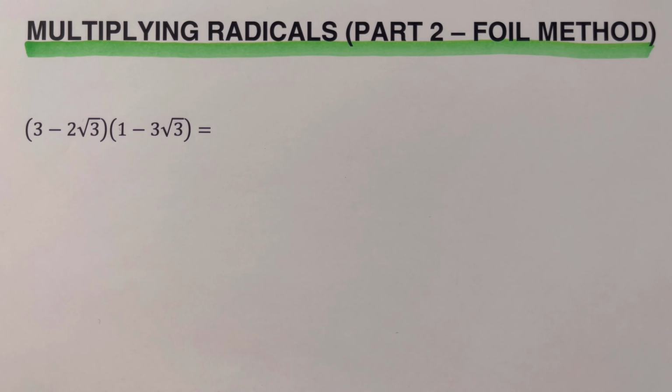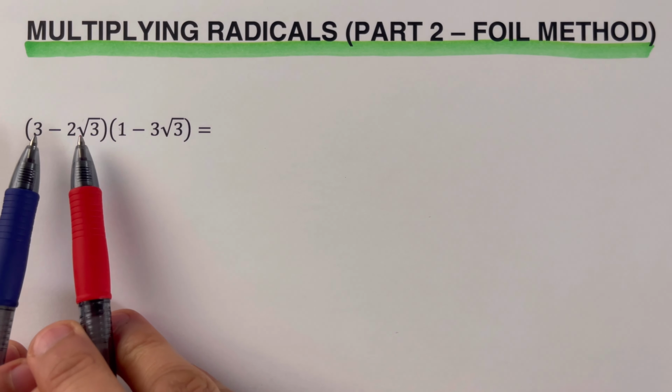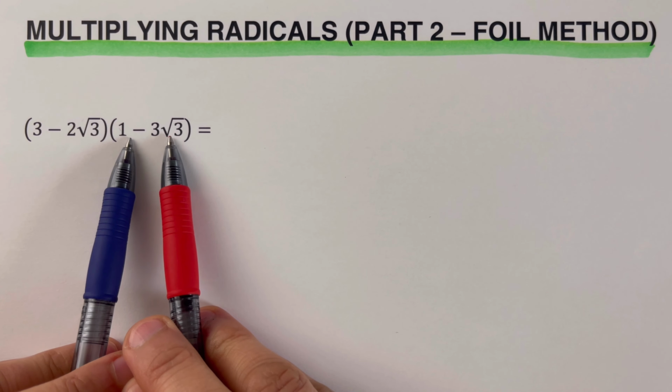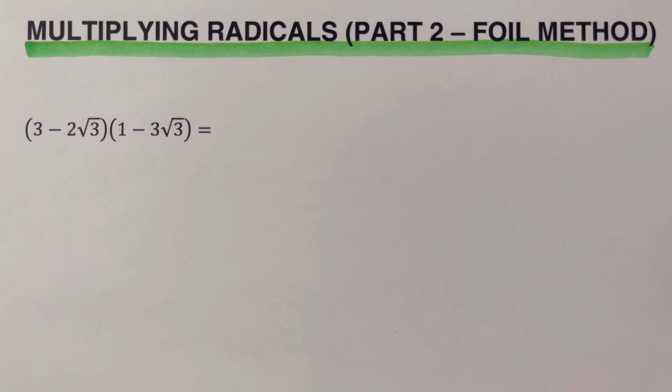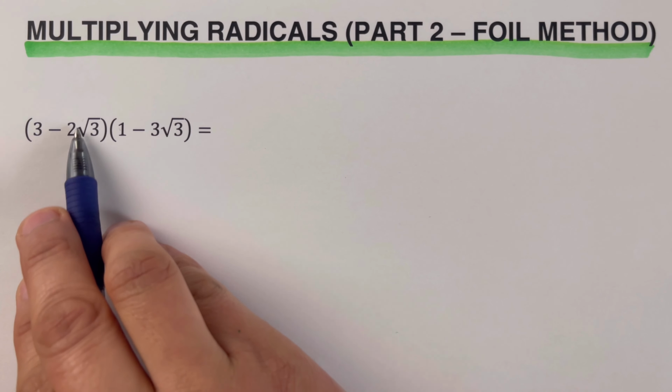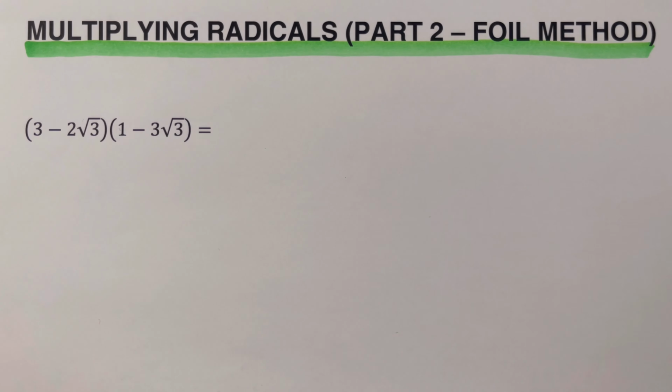Okay, so we go over the problem here. In this problem, we have two terms inside the first parentheses, and we have two terms inside the other parentheses. So what we are going to do is multiply 3 to each of the terms here, and we multiply the second term to each of the terms in the other parentheses as well. So this is how it's going to look.